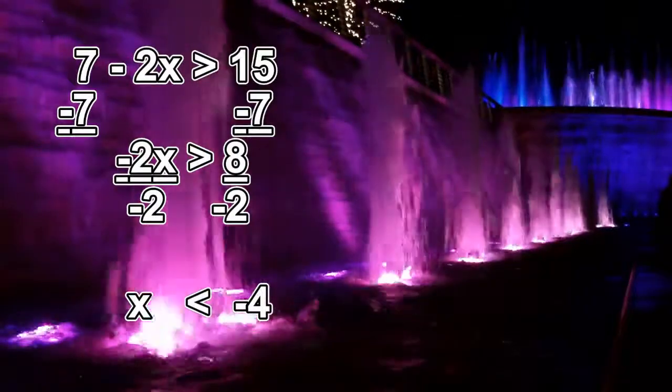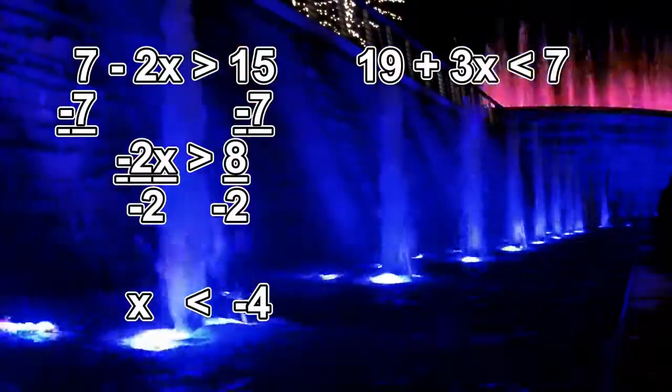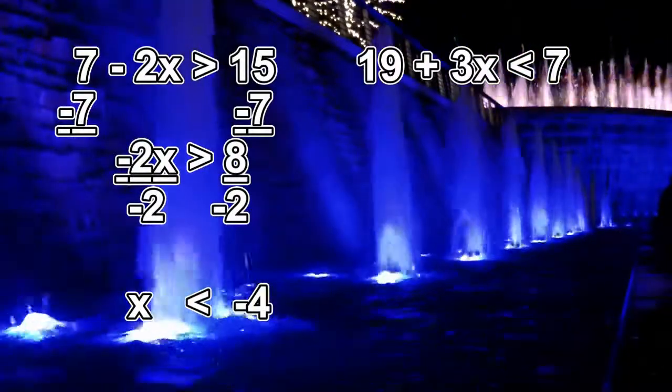That was a blast. Now let's do another problem. Let's do 19 plus 3x is less than 7.